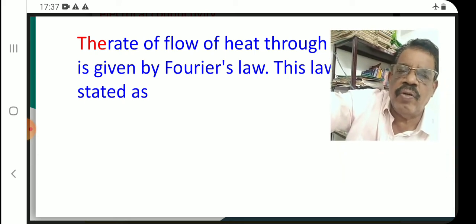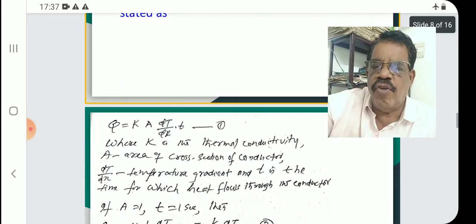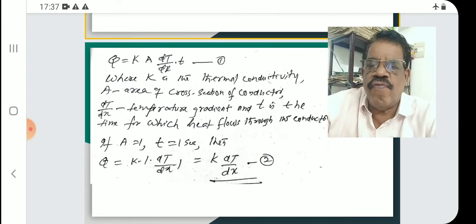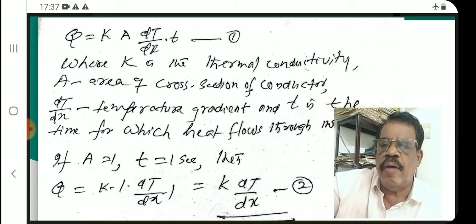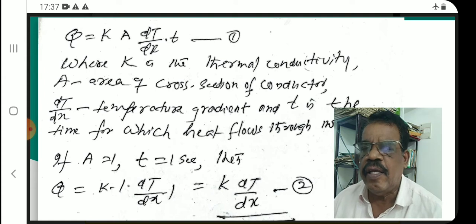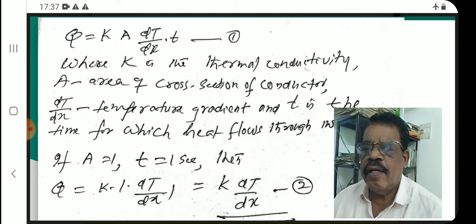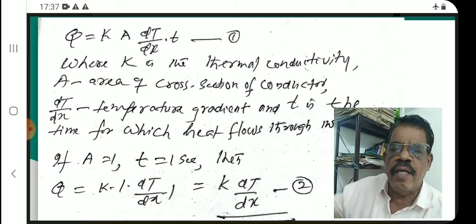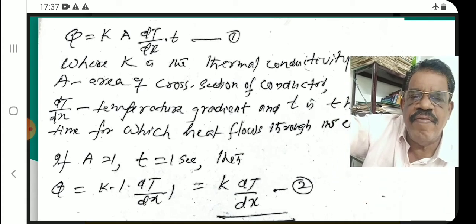Q, the rate of flow of heat, Q is equal to K A dT by dx into t, where K is the thermal conductivity, A is the area of cross section of the conductor, dT by dx is the temperature gradient, and t is the time for which heat flows through the conductor.